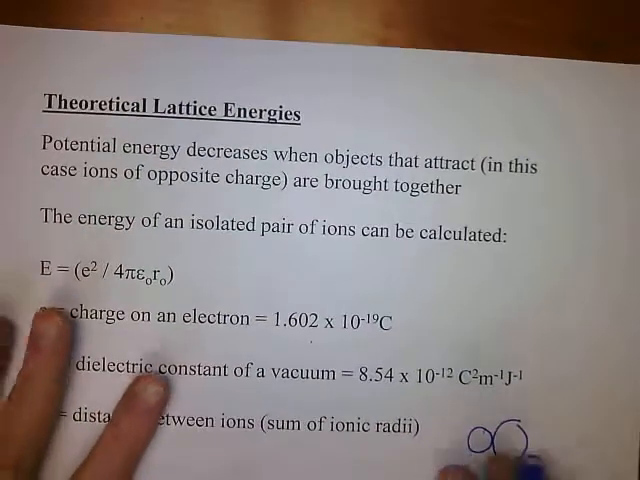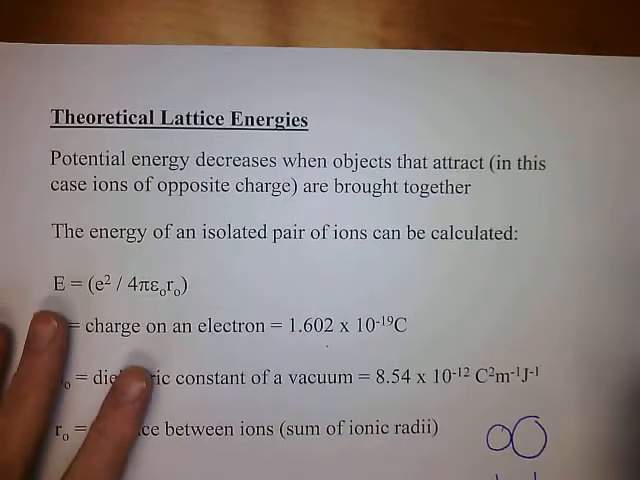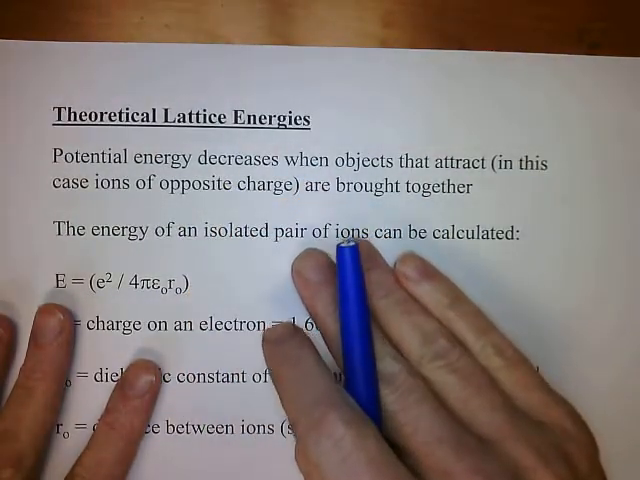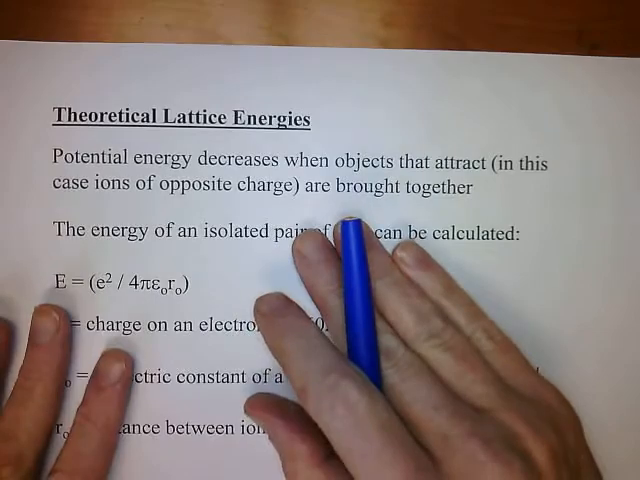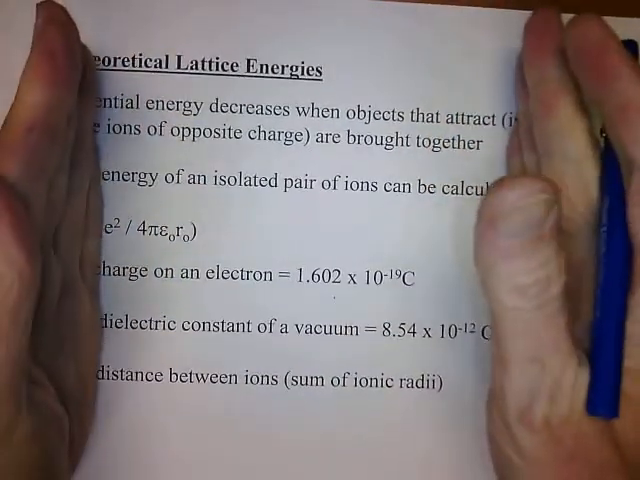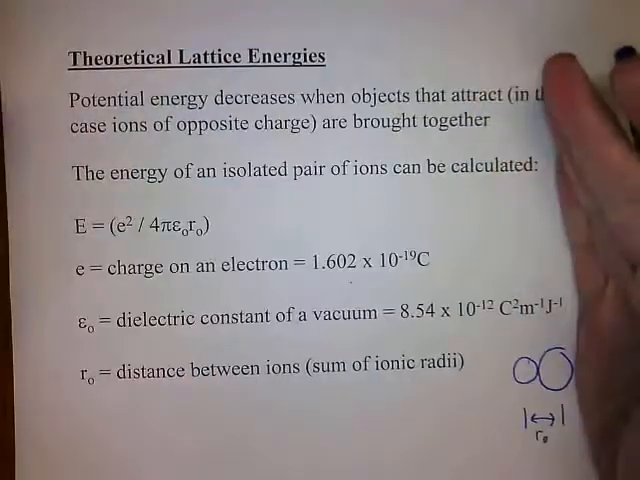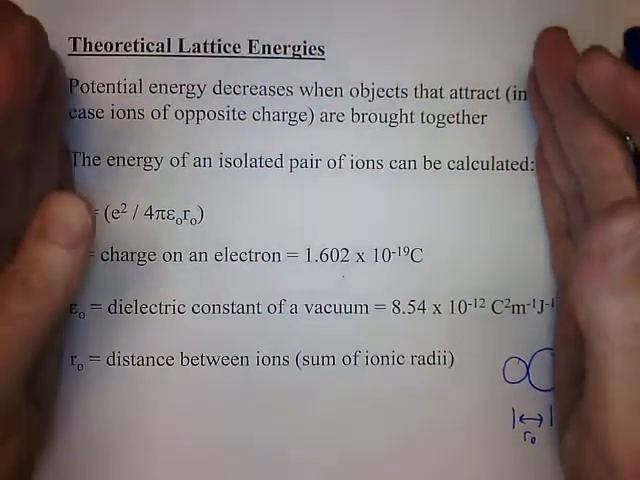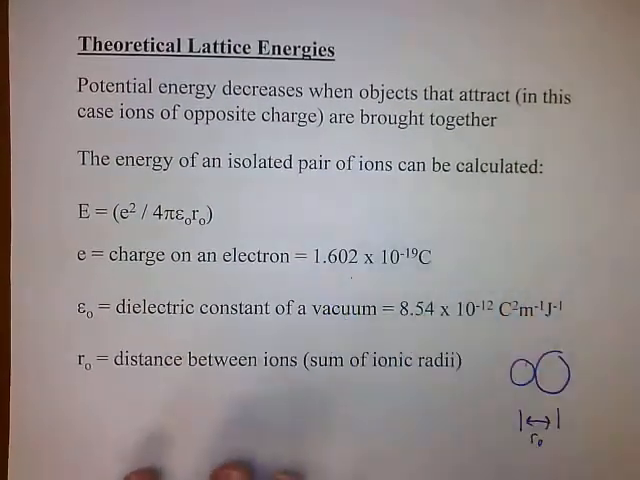So what about theoretical lattice energies? How would we calculate a lattice energy? First of all, recall that potential energy decreases when objects that attract, and in this case, we're talking about ions of opposite charge, are brought together. So we have a positive and a negative ion. As we bring them together, potential energy decreases. It would increase if we separate them, right? They attract, so you'd have to put in energy to pull them apart. But if you're bringing them together, then energy is released. We get energy out.